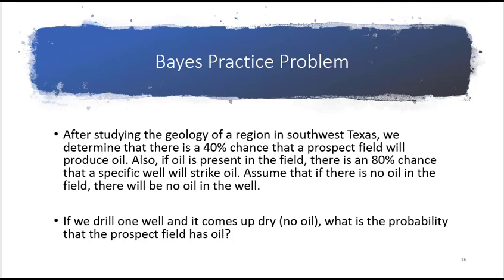After studying the geology of a region in southwest Texas, we determined that there is a 40% chance that a prospect field will produce oil. Also, if oil is present in the field, there is an 80% chance that a specific well will strike oil. Assume that if there is no oil in the field, there will be no oil in the well. If we drill one well and it comes up dry, no oil, what is the probability that the prospect field has oil?